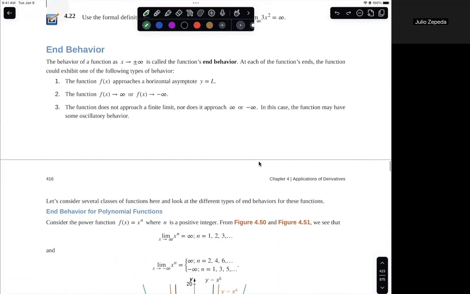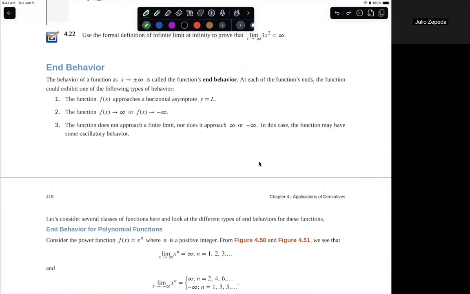Okay. So end behavior is our next topic. This is a topic that has probably been covered in a pre-calculus class or an algebra class that you took in the past, but we'll review it a little bit. So let's see what it says. It says the behavior of a function as x goes to positive or negative infinity is called the function's end behavior. At each of the function's ends, the function could exhibit one of the following types of behavior.